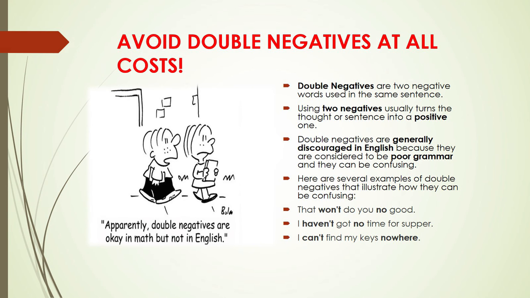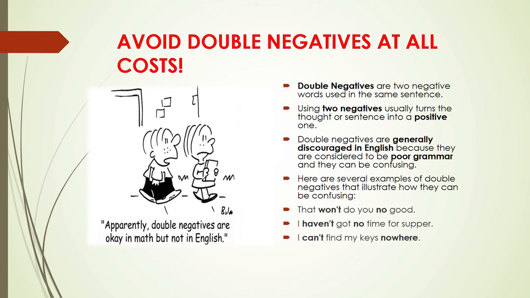It is very important for you to understand that you have to avoid double negatives. Double negatives are considered to be poor grammar. It is formed when two negatives are used in a sentence. This shouldn't be used as it ultimately makes the sentence positive and makes its meaning unclear. Examples are stated in the slide.